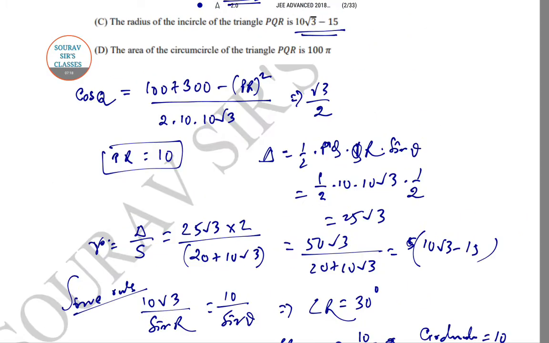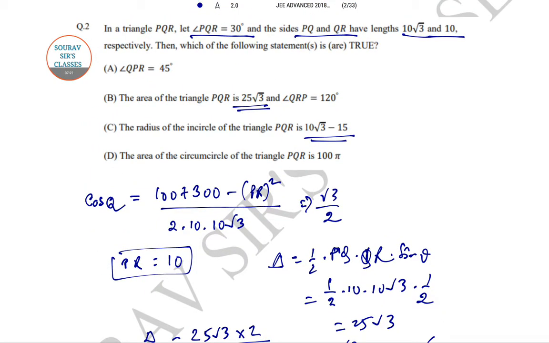So obviously now let's check: QPR 45 is not coming, so that is wrong. QPR is 120, and the area 25 root 3 is true. The radius of the incircle is coming true, and the area of the circumcircle is 100 pi, as we found at the end. So the answer to the question is B, C, D.